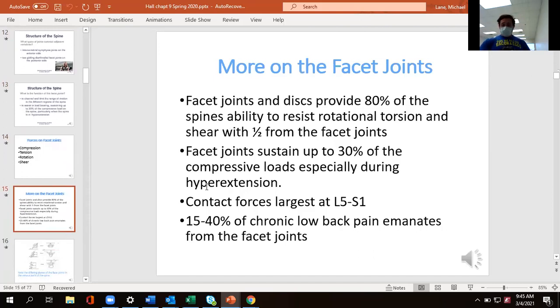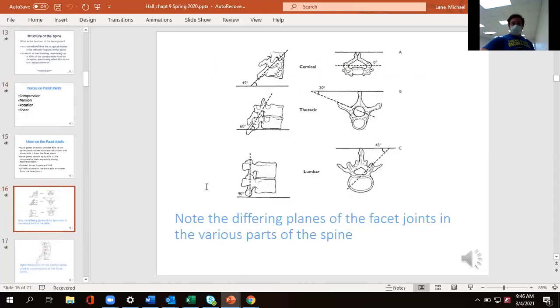So the facet joints themselves give us about 80% of our ability to resist torsion, that twisting, simply because they line up on one another. And once again, we get that ability to deal with load when we're in extension. The greatest amount of force is between the bottom of your last lumbar vertebra and the beginning of your sacrum, well, they're all fused. A decent amount of low back pain, 15 to 40%, is simply due to issues with the articular cartilage in those facet joints from potentially being overloaded, especially when we're talking about the low back and getting into what's known as lordosis. We're going to talk about lordosis a little bit later on.